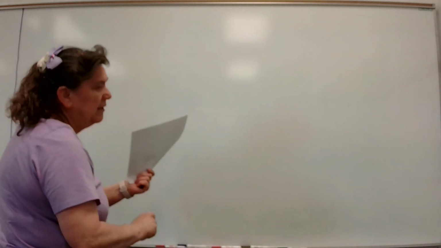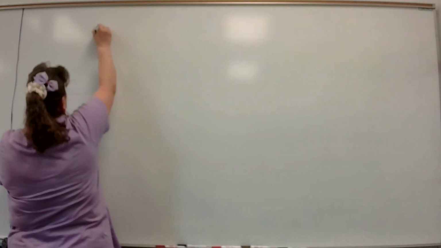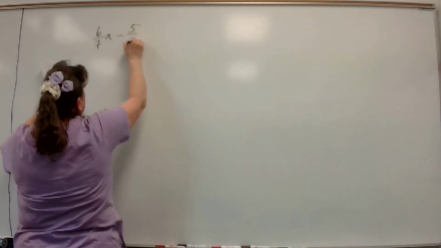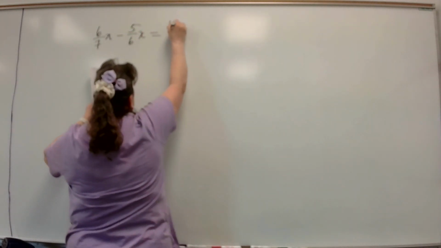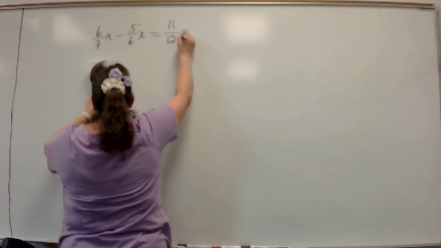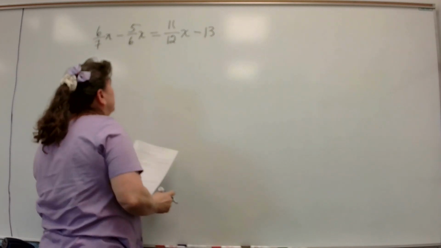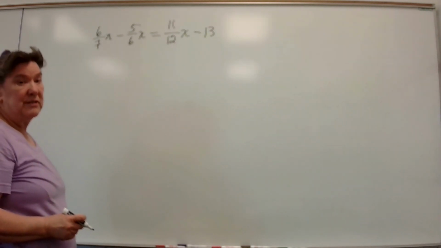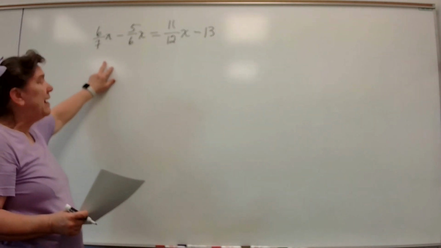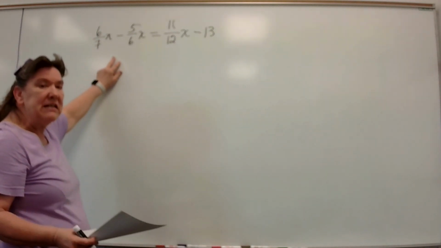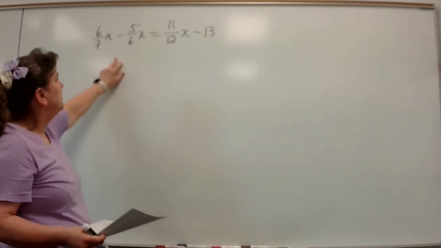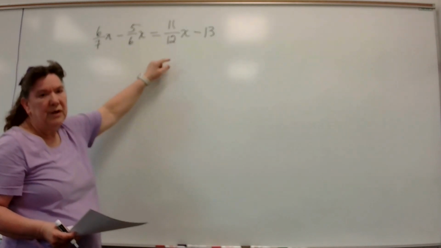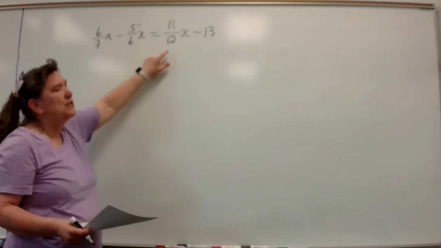Okay, let's look at this one. It's got fractions in it. 6/7 times x minus 5/6 times x is equal to 11/12 times x minus 13. Okay. So what we've got going here is fractions. And we're going to have to deal with these fractions by finding a common denominator. To find that common denominator, 7 and 6, well, that would be 42, but 12 doesn't go into 42. So we're going to look for something that 7, 6, and 12 goes into.